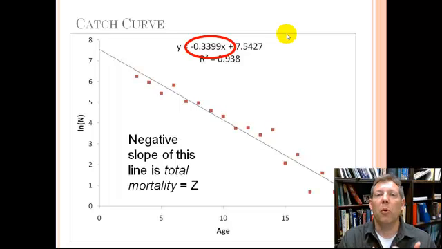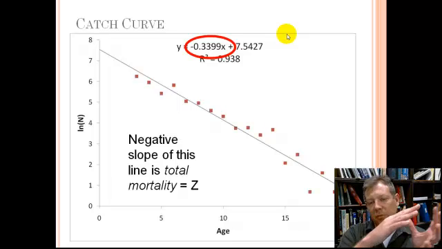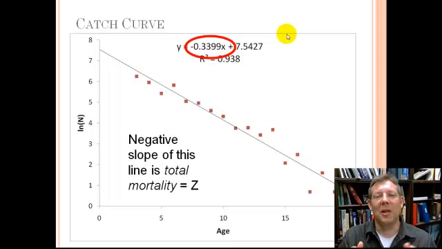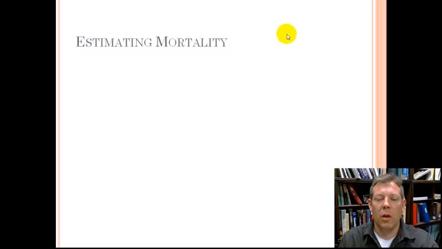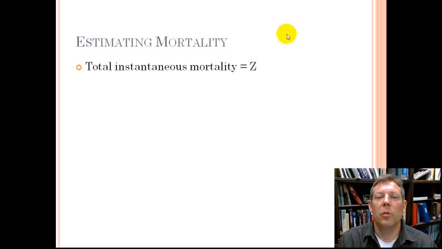We want to report mortality as a positive number, so we take the negative of the slope. So we take a negative of a negative number. So when you report mortality, it will be a positive number, but it represents negative slope. Don't get too confused by this. It's straightforward. So this is actually called total instantaneous mortality, and it's represented by Z. And so from that, that tells us the total number of fish that leave the population.